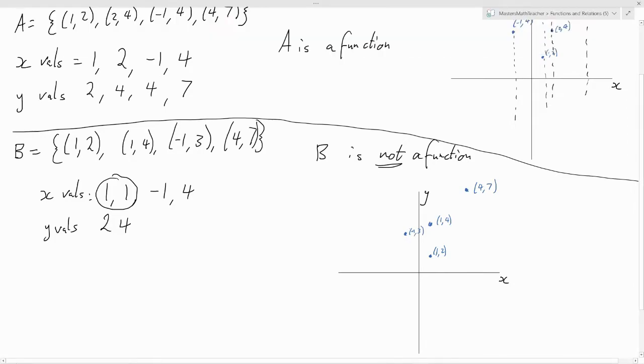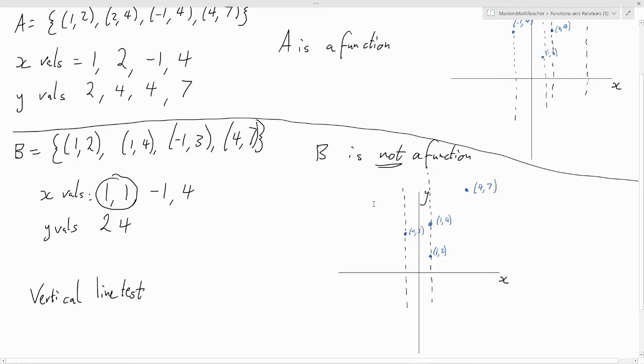So let's check again. Negative 1, well that's all good. There's only one y value for the x value of negative 1. But if we check here, there are 2 y values for the point x equals 1. And so that is how we find out whether or not a relation is a function. We do what's called the vertical line test. If we can draw vertical lines all the way through the relation, we can find out whether or not it's a function. If it only hits it once, it's a function.